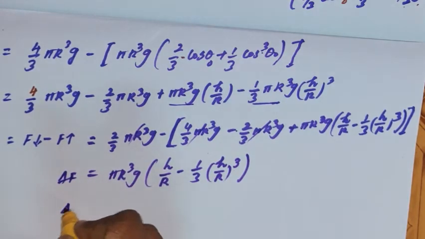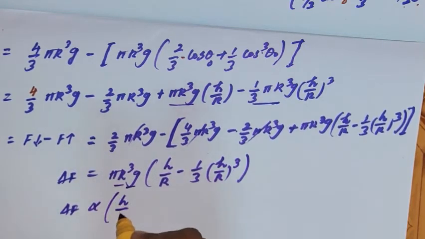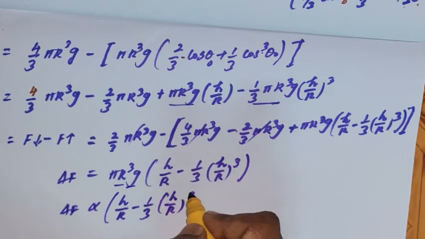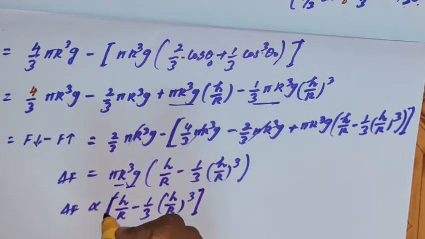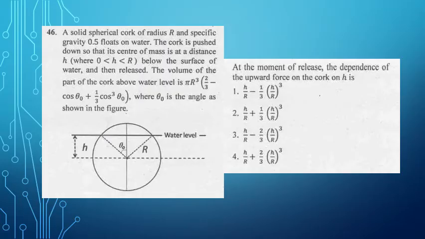So in general it is proportional to delta F, because g is constant, r is constant. Here h is a variable, so h by r minus 1 by 3 h by r whole cube. So hence the upward force acting on the cork on h is proportional to h by r minus 1 by 3 h by r whole cube. So this would be the best answer. From the above discussion, we got the answer. It's equal to h by r minus 1 by 3 h by r whole cube. This is the right answer.